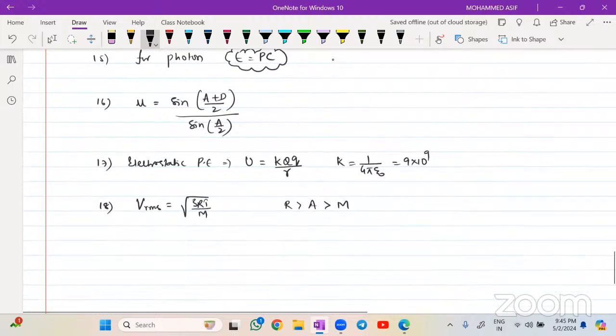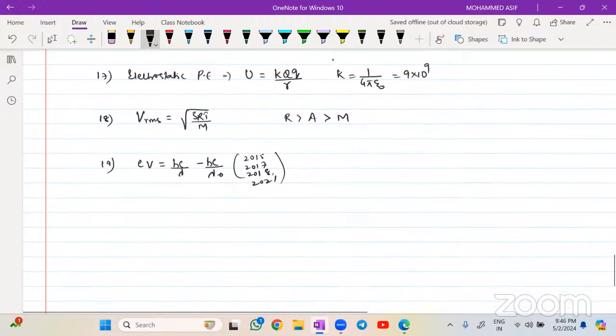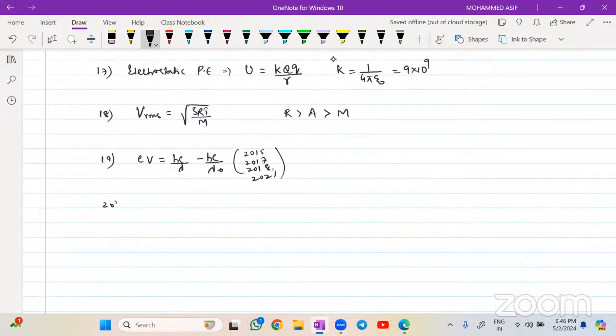Sure. Next one. Formula number 19. Photoelectric effect. EV is equal to HC divided by lambda minus HC divided by lambda naught. There were continuous questions: 2015 में क्वेश्चन था, 2017 में क्वेश्चन था, 2018 में क्वेश्चन था, 2021 में क्वेश्चन था. Almost all like this on this pure formula base. Many times the problem was framed on this formula. Clear?